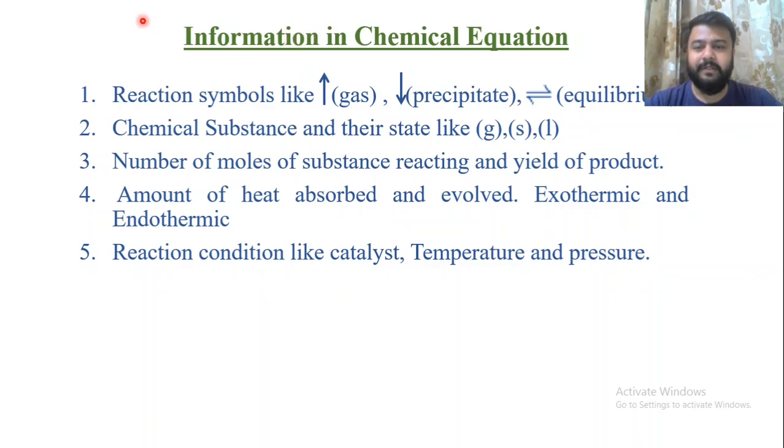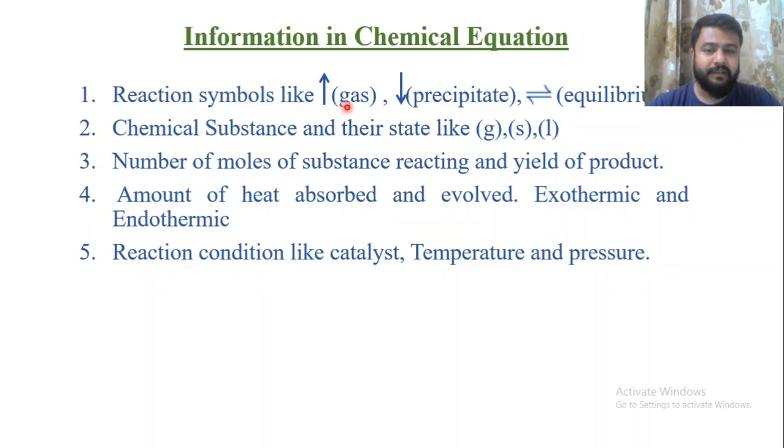So in the previous part we discussed the chemical equation, so I'm just giving you a little bit of revision. A chemical equation is a way of representing a chemical reaction with the help of symbols of different chemical substances on a piece of paper. That is simply a representation of a chemical reaction on a piece of paper using symbols, known as a chemical equation. So the information which a chemical equation gives us is, first, the reaction symbol.